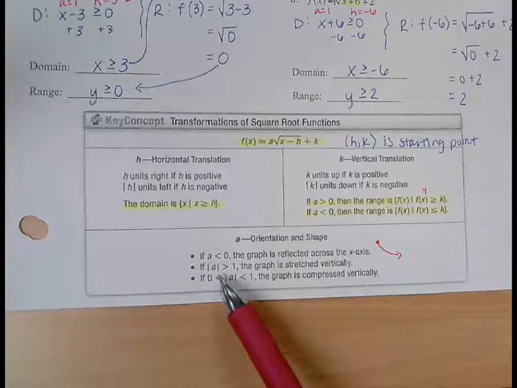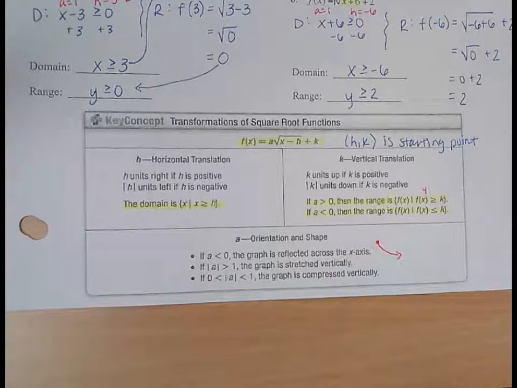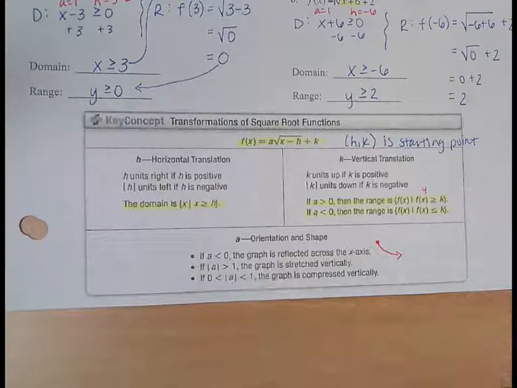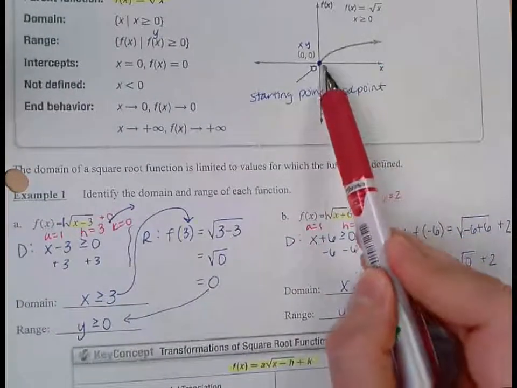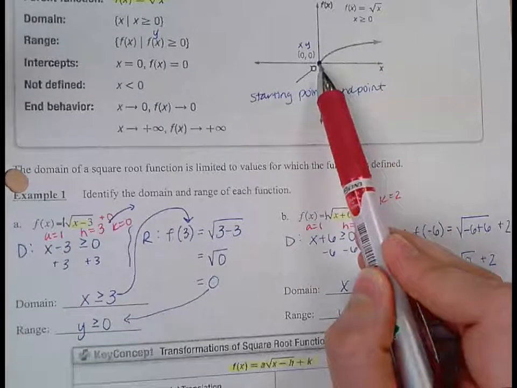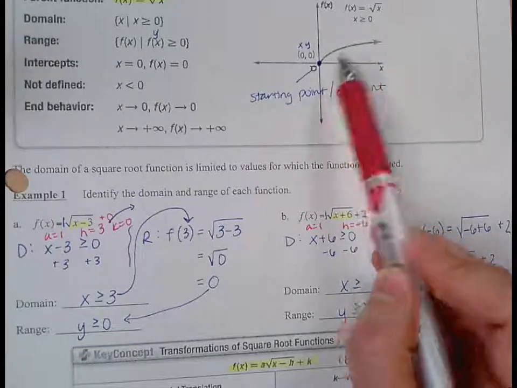So if the absolute value of A is greater than 1, it's going to be stretched out, so it's going to be a steeper curve, versus if the absolute value of A is a value between 0 and 1, so a fraction that's smaller than 1, it's going to be compressed. So for example, this graph here is not very steep, but if A was a fraction between 0 and 1, it's going to be even less steep. It's going to curve even slower.